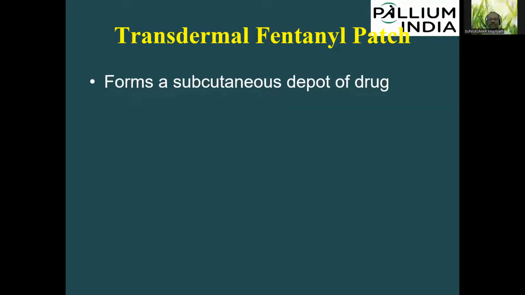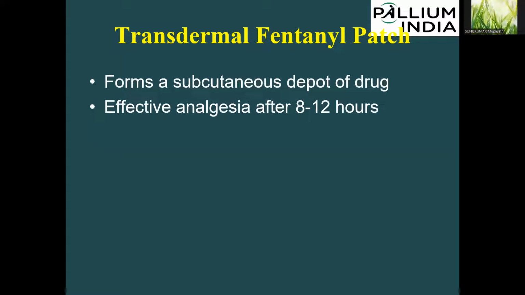So what we have to understand are a few points about transdermal fentanyl patches. When you apply the transdermal fentanyl patch, it will liberate the fentanyl into the subcutaneous tissue, and it will form a subcutaneous tissue depot. Okay, and for this, it will take about 8 to 12 hours. Okay, so after 8 to 12 hours, the fentanyl will be liberated into the systemic circulation from the subcutaneous tissue depot. So till 8 to 12 hours, the patient may not have pain relief. So you stopped morphine and put the patient on a fentanyl patch.